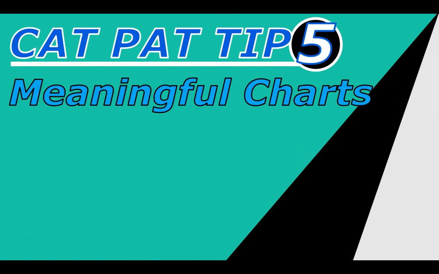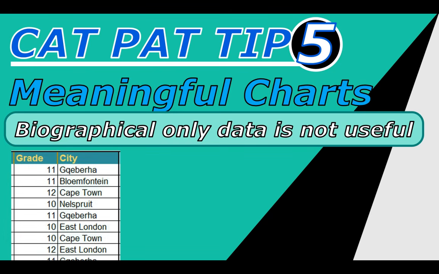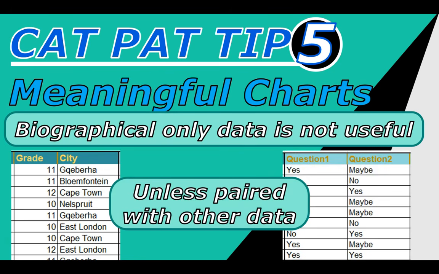And then CatPat tip number 5 is to create meaningful charts. It's not just about making charts, it's about charts that are meaningful, that you can find trends in and can talk about. So for example, the biographical information is not very useful at all. If I look at the number of people in the grade or in a city or the gender, that doesn't tell me anything unless I combine that information with other data related to your survey.